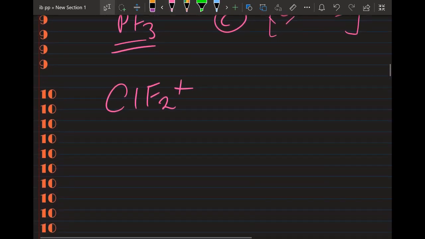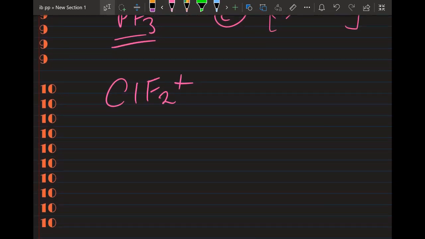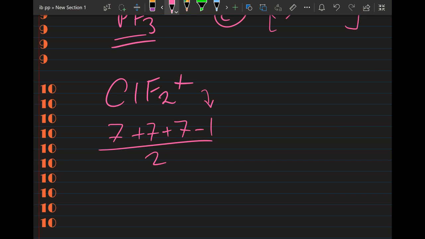Next up, 10. That's a strange one. I'm always in admiration of how they managed to find weird ones that I've never thought of or seen before. So using the same methodology, I've got 7, because it's in group 17, 7 valence electrons, plus 7 plus 7 minus 1. Got a positive charge, so I've lost an electron. So that's 20 electrons, that's 10 pairs.